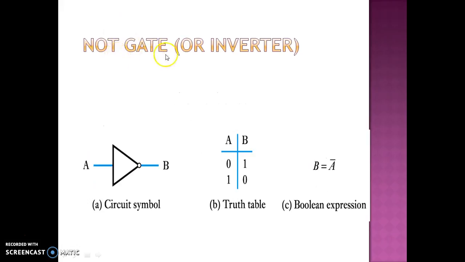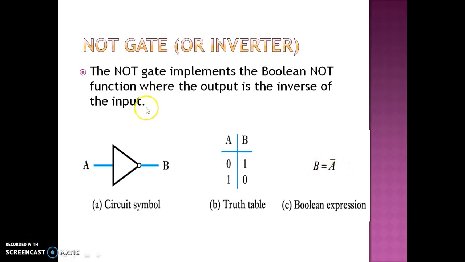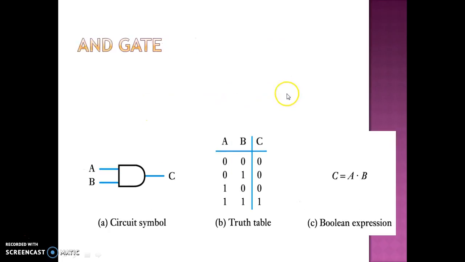First we see NOT gate. The input is A and the output is B. If you see in the truth table, when we give 0 input, we get 1 output. Similarly, when we give 1 input, we get 0 output. That is, while writing the Boolean expression, we write B is equal to A bar. So, the gate implements the Boolean NOT function where the output is the inverse of the input.